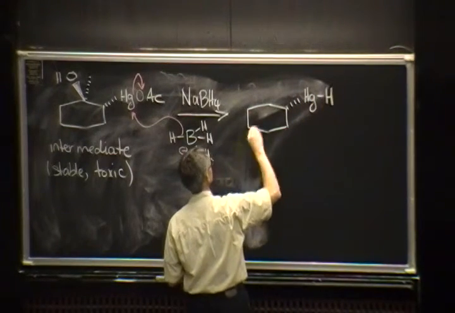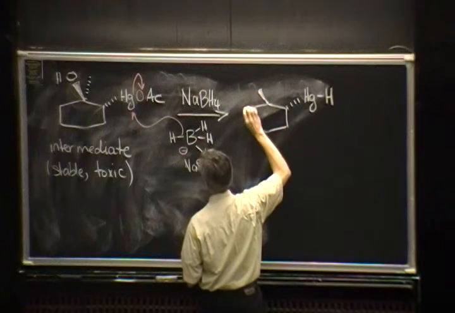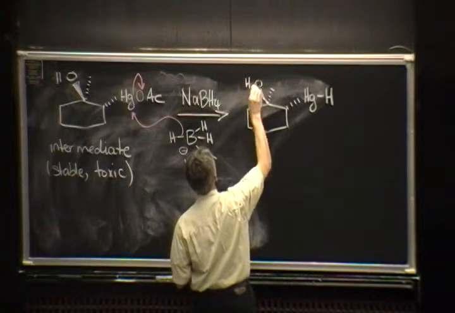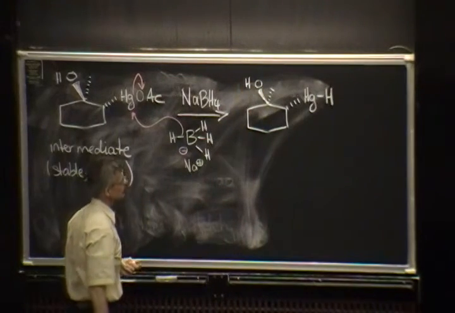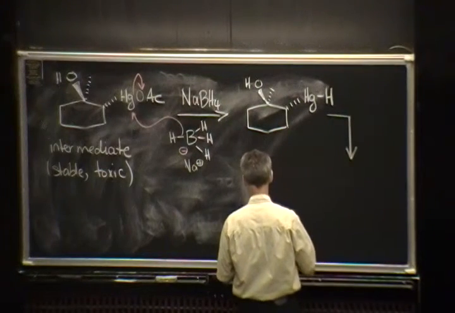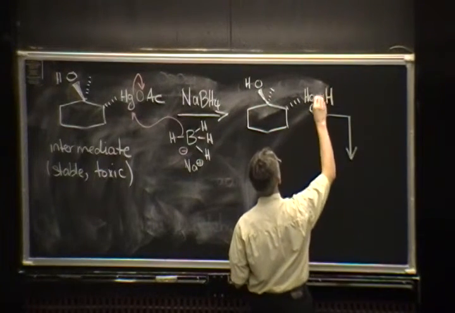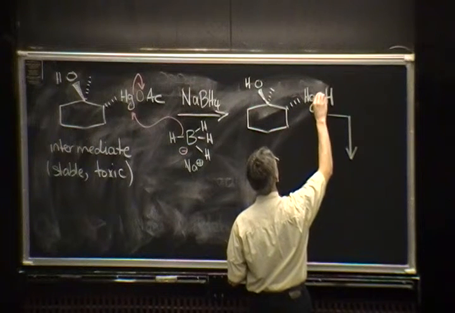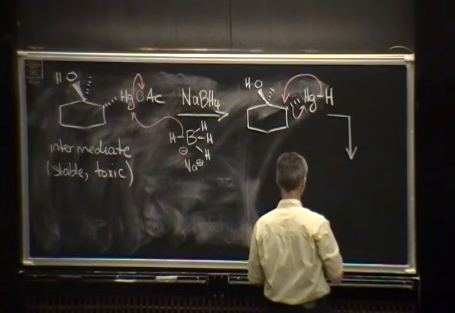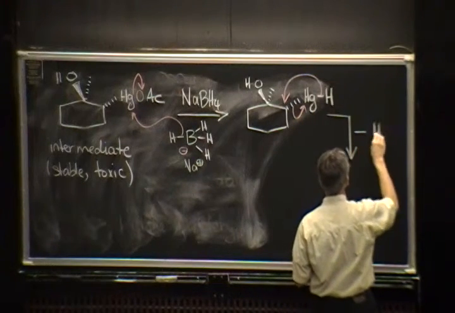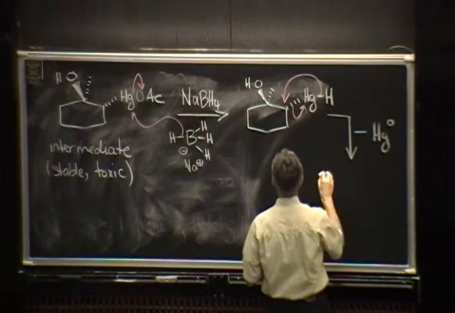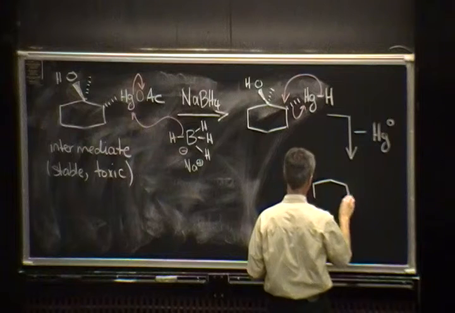I'm making this interesting mercury hydride by displacing, by an SN2 reaction, our acetate on the mercury, and then this compound, that's what I would call a reductive elimination. And eliminates mercury metal. And of course gives us our product.